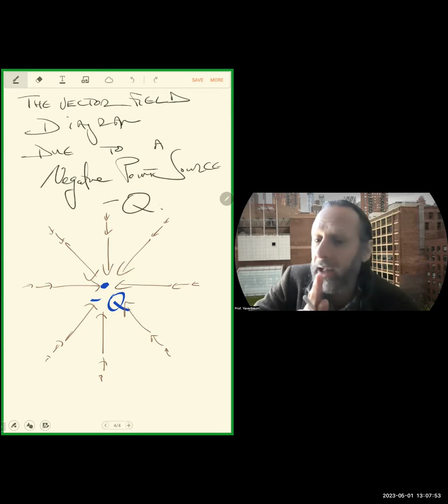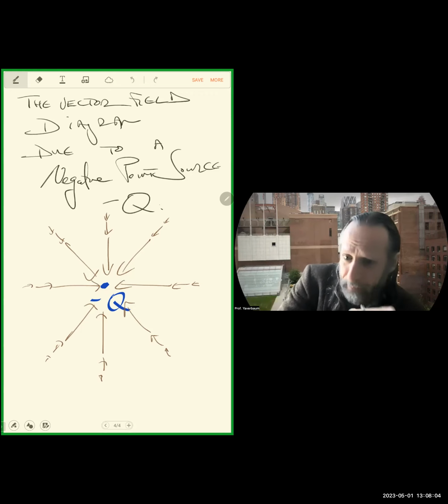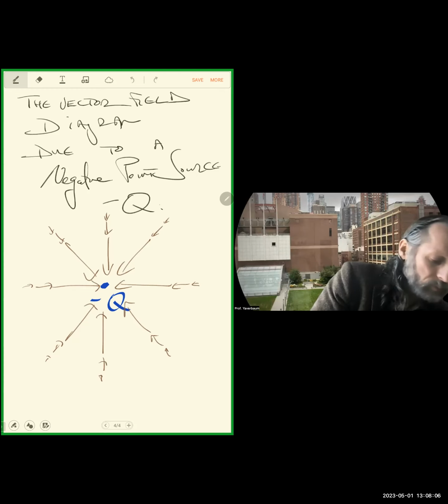So we develop a new technique. We build a new technique for picturing and computing and predicting fields. We build a new technique from this vector technique.